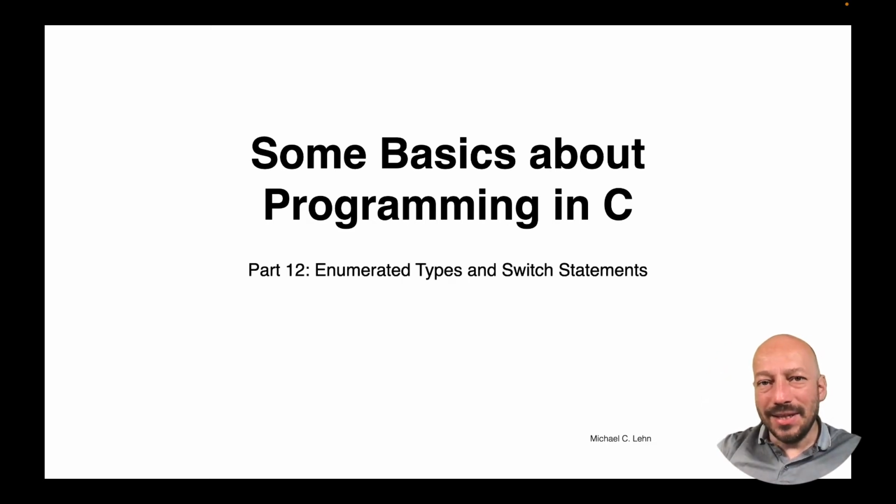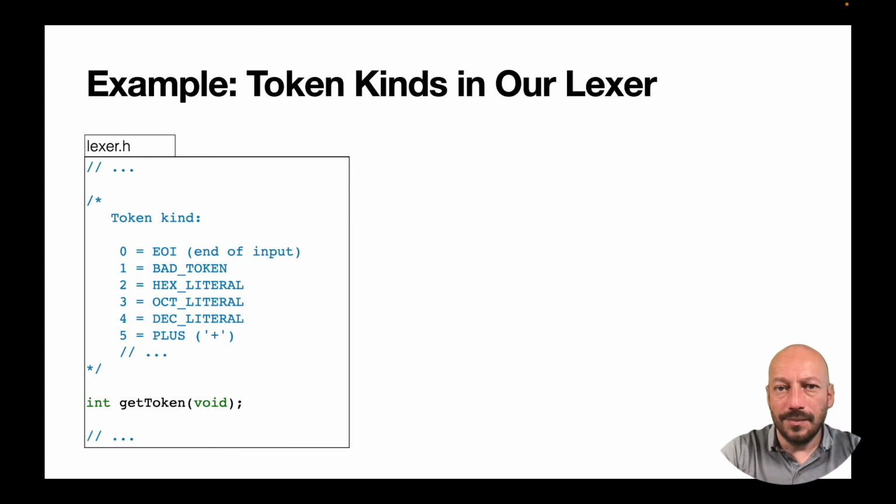Hi guys, this video is about enumerated types and switch statements in C, and I will motivate these two language features with our compiler project, how we can use them to improve the implementation of our Lexer. This is the declaration of function getToken in the header of the Lexer.